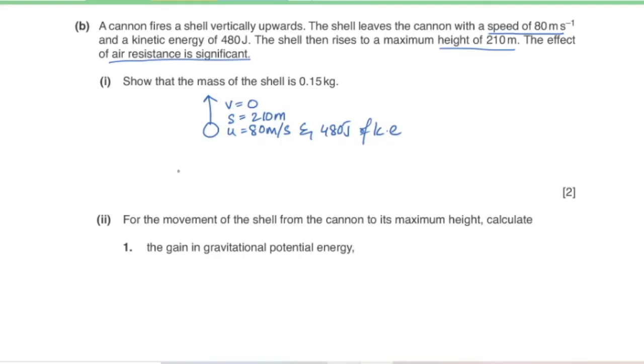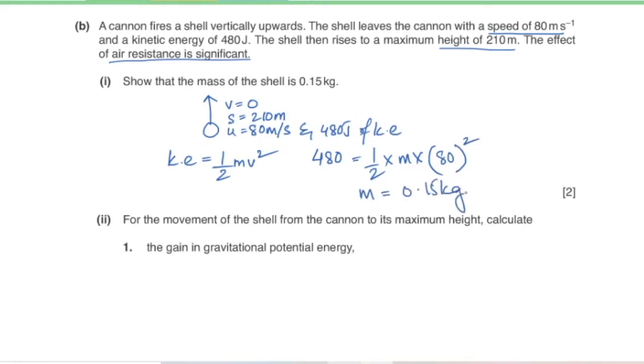That can be calculated with the help of the formula kinetic energy is equal to half mv squared. Kinetic energy at the starting point is 480 joules, half the mass of the shell is unknown, and the speed with which it starts to rise is 80 meters per second, so 80 squared, and we get the mass of the shell as 0.15 kilograms.